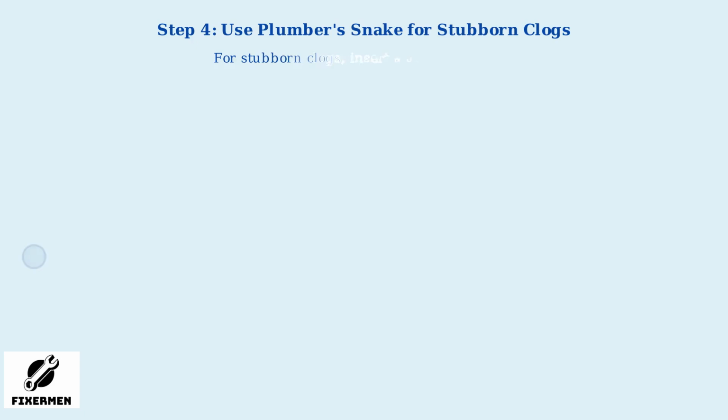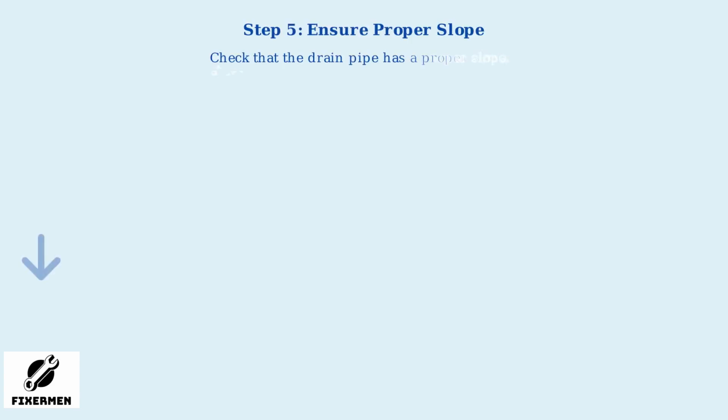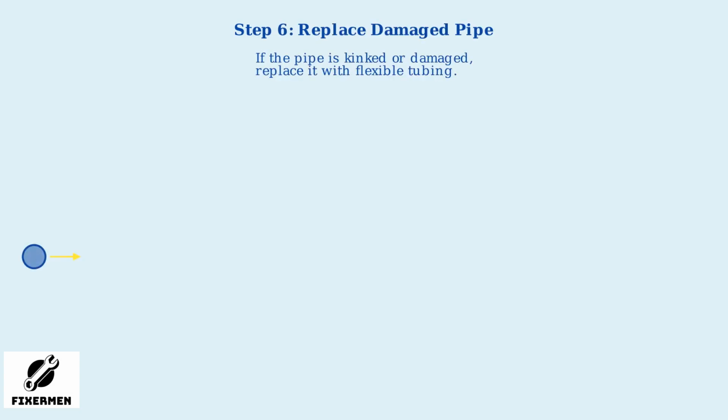For more persistent blockages, use a plumber's snake to mechanically clear the clog from inside the pipe. Ensure the drain pipe maintains a proper slope of at least 1/4 inch drop per foot to allow gravity to assist water flow. If the pipe is kinked or damaged, replace it with flexible tubing to restore proper drainage.